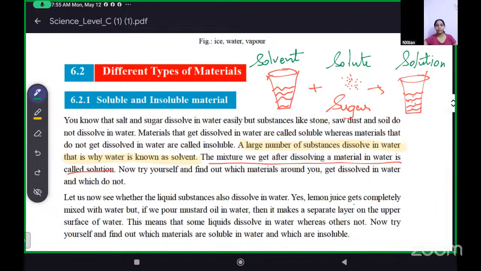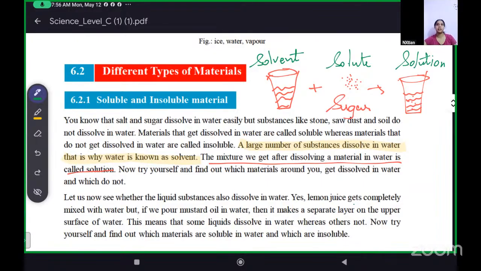But when I mix the oil, that single layer will break down. And then when I stop mixing it, it again will rise up and combine and form a layer on the surface of water. Why is that? It is because oil is not soluble in water.